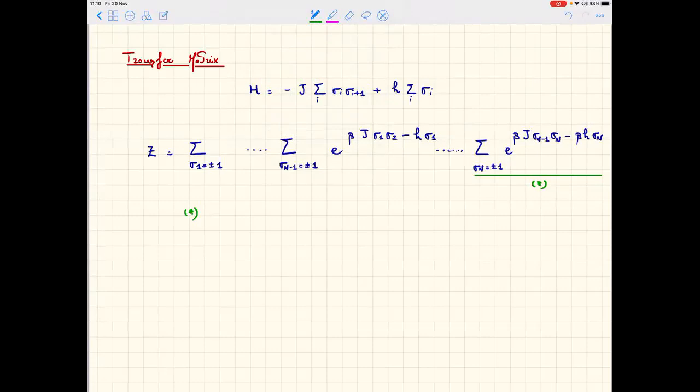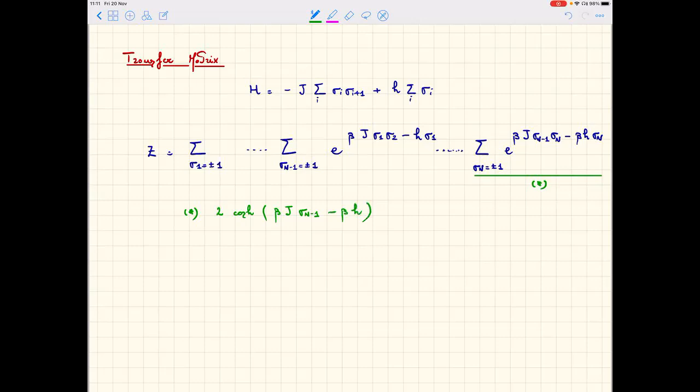So if I sum explicitly over sigma n, you see what happens. I have 2 cosh of beta J sigma n minus 1 minus beta H.